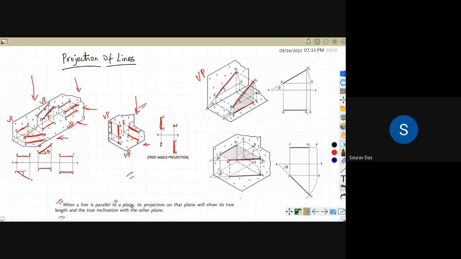When the line is inclined to the vertical plane and it is parallel to the horizontal plane, the projection of the line on the horizontal plane will show the true length as well as the inclination, and its projection on the vertical plane, that means the front view, will show the projected length. So this is about the important points on projection of lines, and I have covered almost all the important topics on engineering graphics.